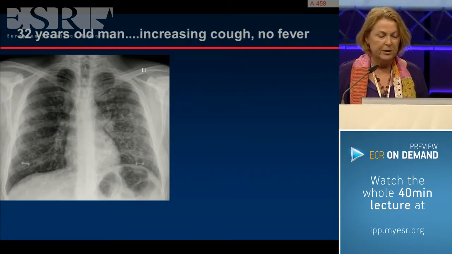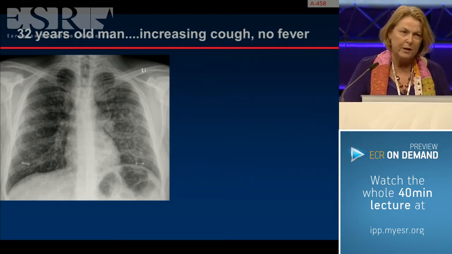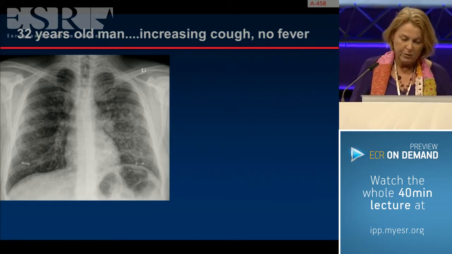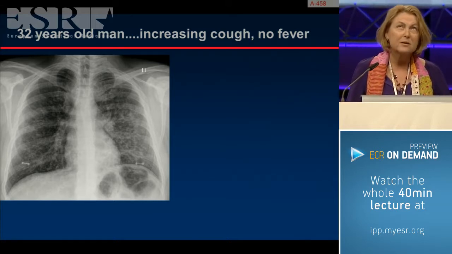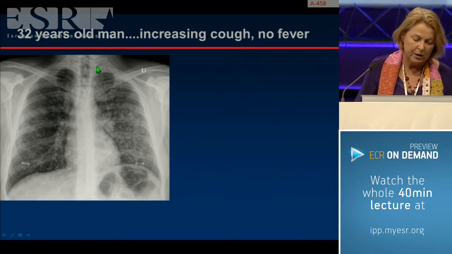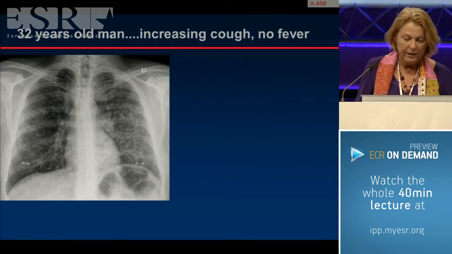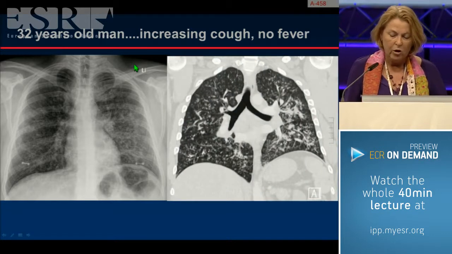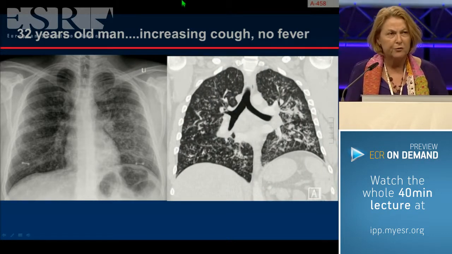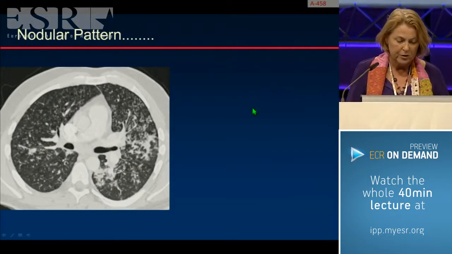In this particular case, this was a 32-year-old man with increasing cough over the last weeks or days, but no fever. This was the chest X-ray. And if I see against this light here, I think you all agree with me that this particular patient had a more or less nodular pattern already visible on the chest X-ray. We did a corresponding CT, also showing you that the predominant finding are some nodules. Besides, the patient has some enlarged lymph nodes, and I show you some axial slices.